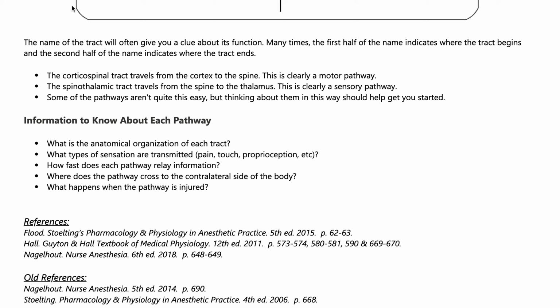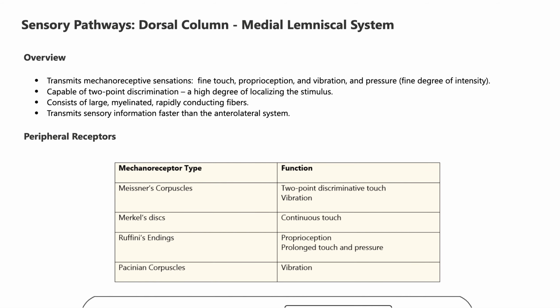You should know the following about each pathway. What is the anatomical organization of each tract? What types of sensation are transmitted, meaning pain, touch, proprioception, etc.? How fast does each pathway relay information? Where does the pathway cross to the contralateral side of the body? And what happens when the pathway is injured? Next, we're going to review sensory pathways of the DCML, the dorsal column medial lemniscal system.